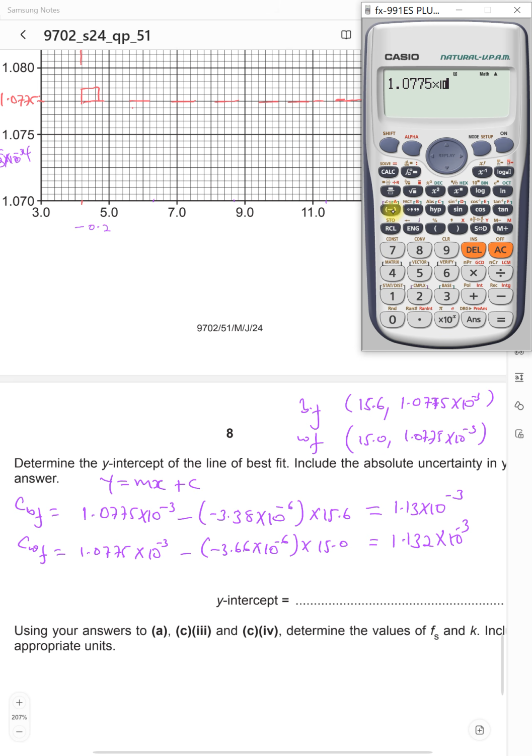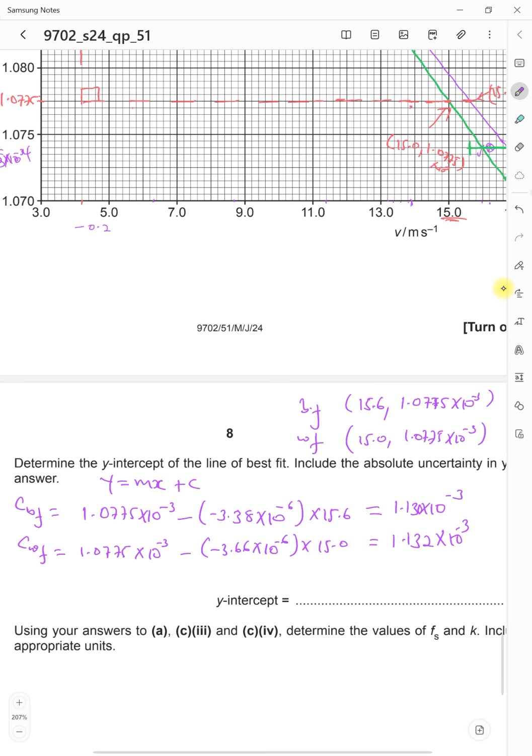1.0775 exponent minus 3 minus 15.6 times negative 3.38 exponent minus 6. So it's 1.130. Okay.